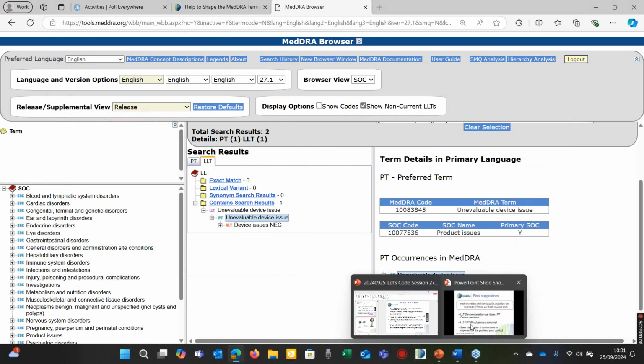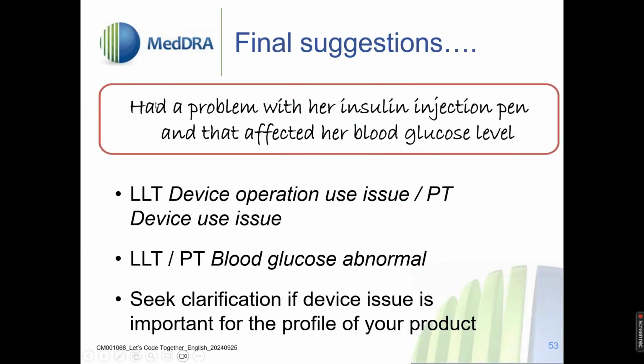I opted for the fact it was worded that she had a problem with it. She had a problem with it. Made me think that it's a use issue. Yeah, we both agreed on it being a device issue. And we have a comment from Martin as well, saying that in his organization, they code all unqualified test results that are reported with the respective abnormal LLT. Yeah. So confirming what we have chosen to do. I've seen that guideline as well when I was in the industry.